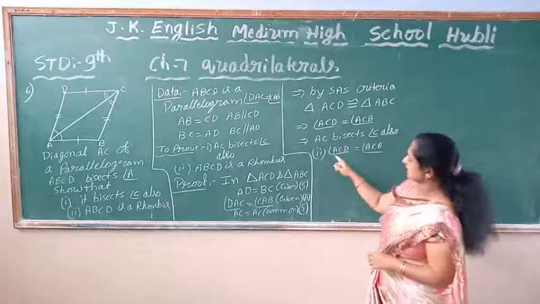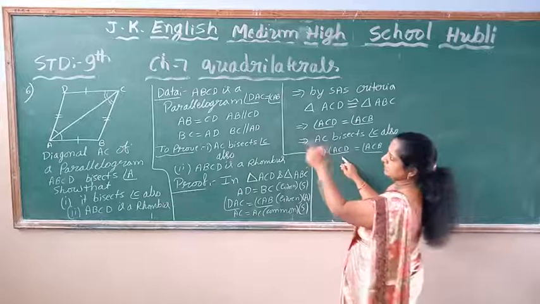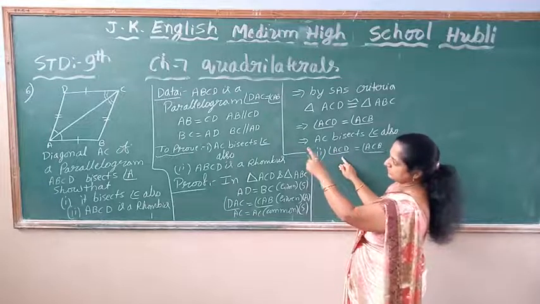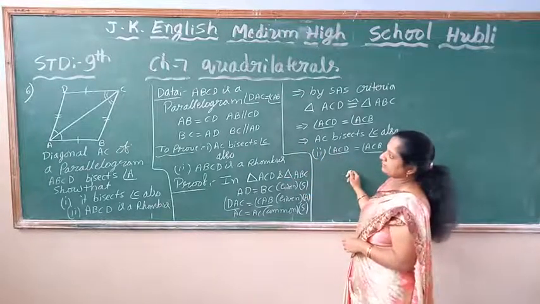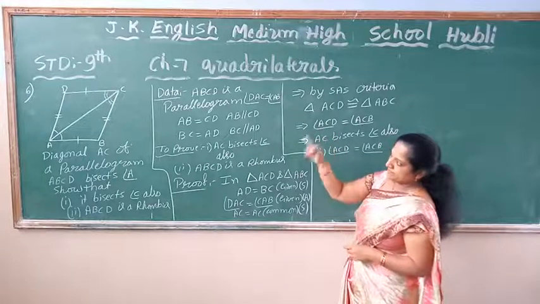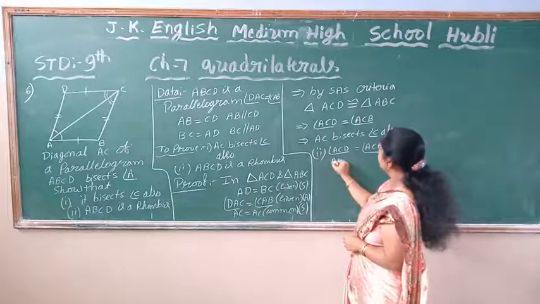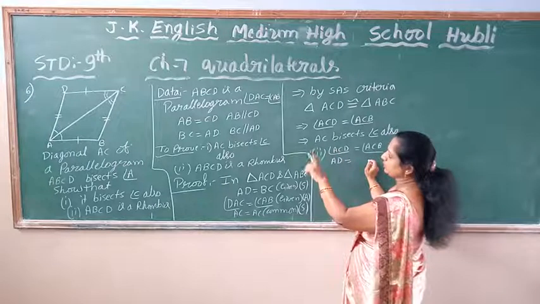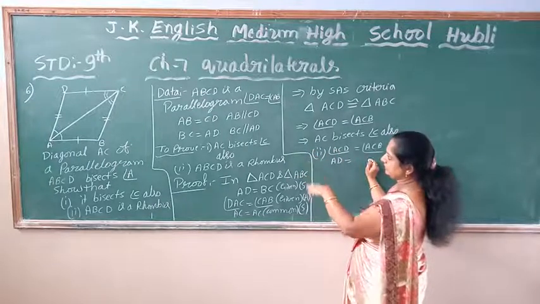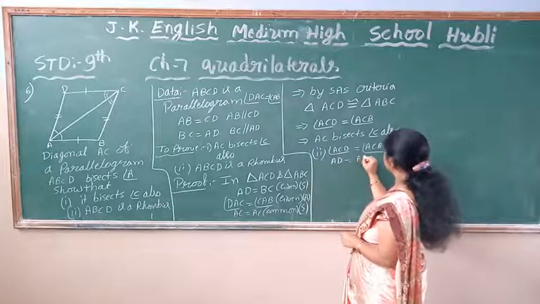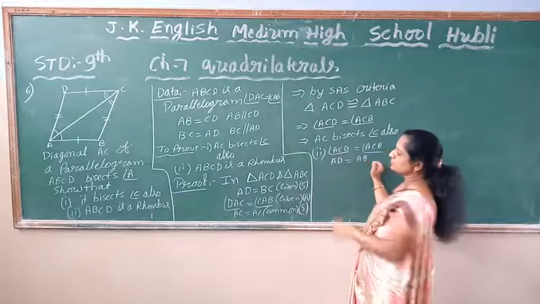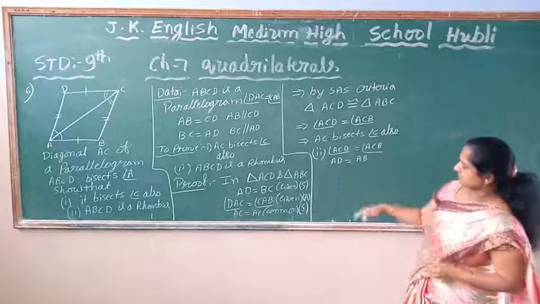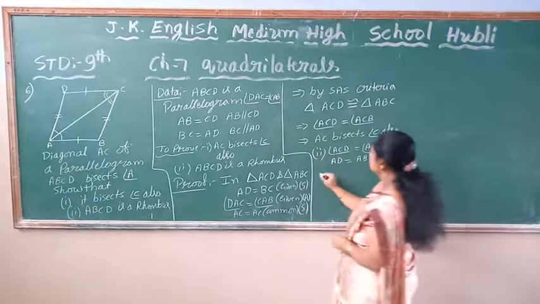So angle ACD, the opposite side is in this triangle AD, is equal to, in this triangle, AB. So AB becomes the side opposite angle ACB in this triangle. This is AD is equal to AB.